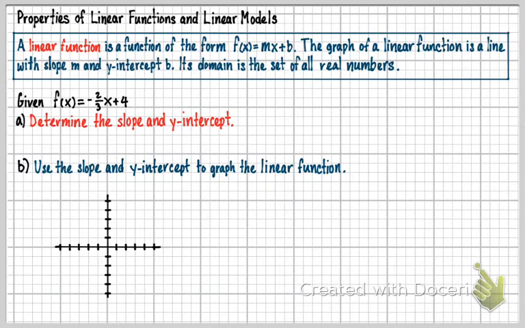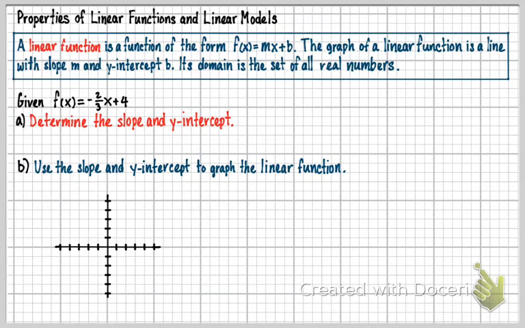Properties of linear functions and linear models. A linear function is a function of the form f of x equals mx plus b. The graph of a linear function is a line with slope m and y-intercept b. Its domain is the set of all real numbers.